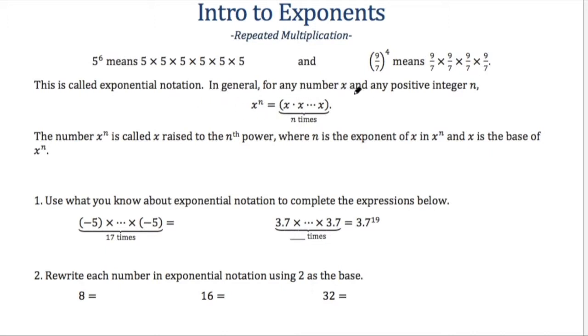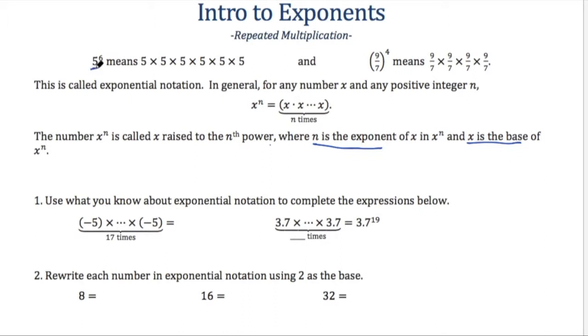In general, for any number x and any positive integer n, x raised to the n power is x times x times x, n number of times. We call x to the n x raised to the nth power. n is the exponent, and x is the base. So we'll refer to x here as the base. In our example at the top, 5 was the base, 6, of course, was the exponent.